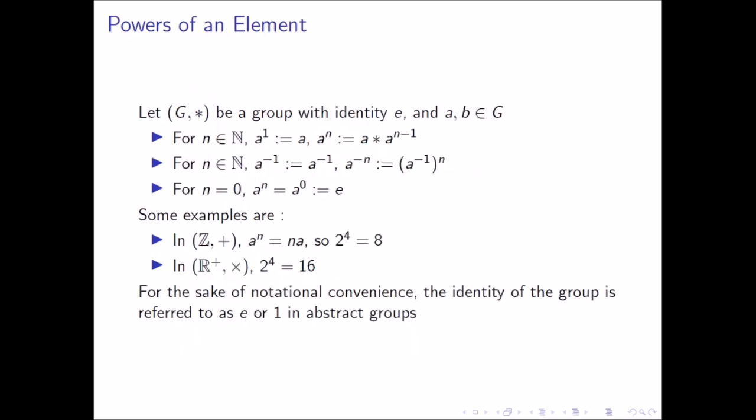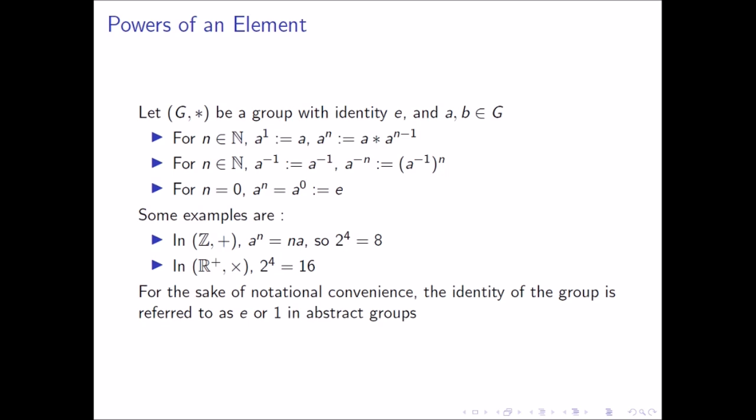So now let us look at powers of elements. Again, it's a group with identity E, and A and B are elements of the group. Then A power 1 is basically A. It makes sense, right? A power n is recursively defined as A times A power n minus 1. Note that over here we have done pre-multiplication, but you know what? It can be shown that powers commute. It's pretty easy, right? We'll soon see how.